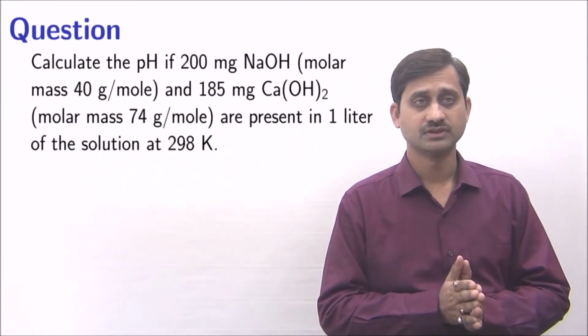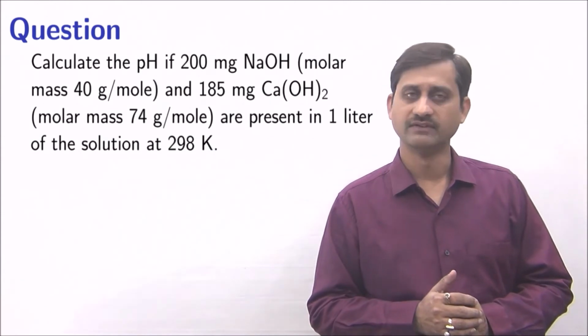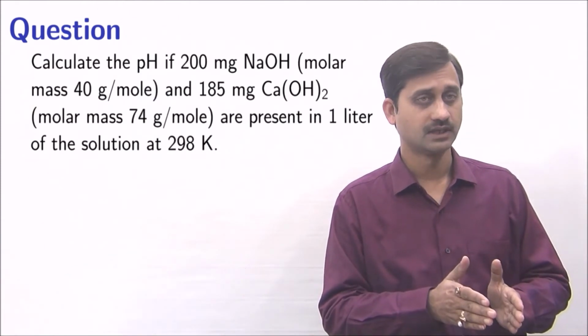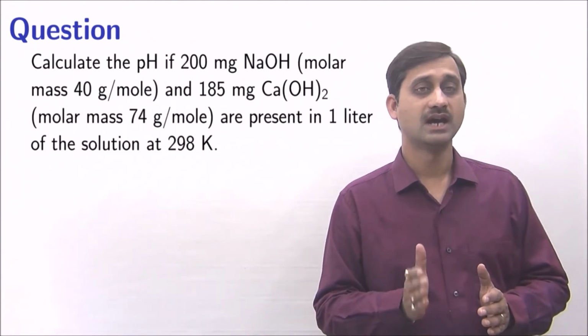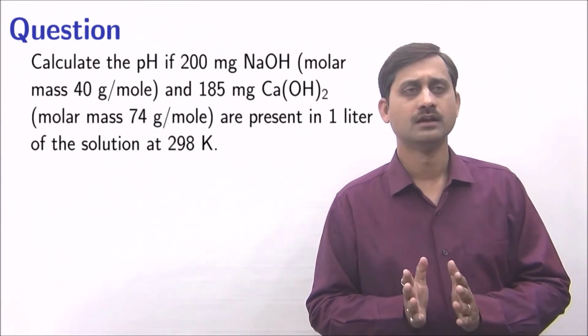Let's consider another question. Calculate the pH if 200 milligram of sodium hydroxide having molar mass 40 grams per mole and 185 milligrams of calcium hydroxide having molar mass 74 grams per mole are present in 1 liter of solution at 298 Kelvin. Let's have the answer. Here we have two bases in a single solution. Hence, we must find the contribution of hydroxide from each base individually. The negative log of the total hydroxide concentration will give us the pOH.